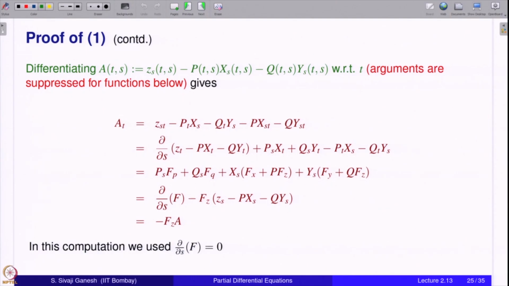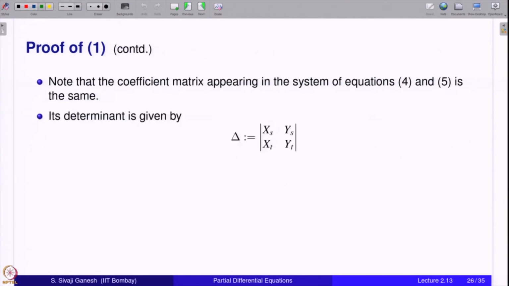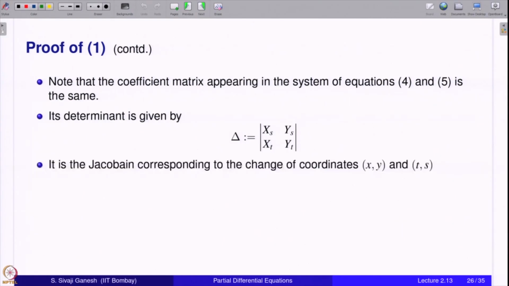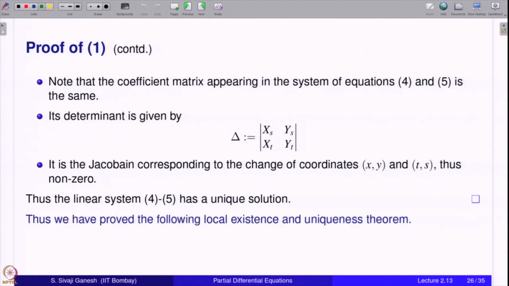So, we use that partial derivative with respect to s of f is 0, which is a consequence of f of x, y, z, p, q being 0. So, note that the coefficient matrix appearing in the system of equations 4 and 5 is the same, we already observed. Its determinant is precisely this. It is the Jacobian corresponding to the change of coordinates x, y and t, s. Therefore, it is always non-zero. Thus, the linear system 4, 5 has a unique solution. Thus, we have proved the following local existence and uniqueness theorem.